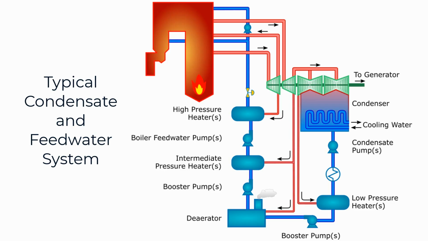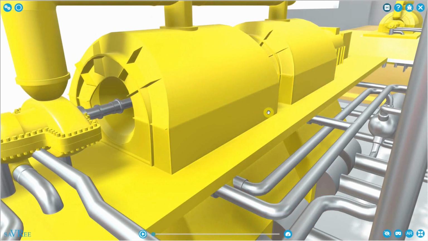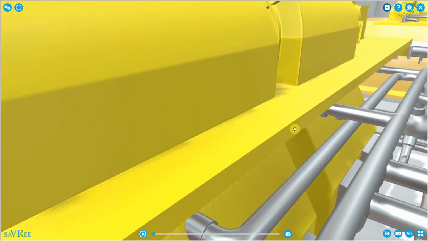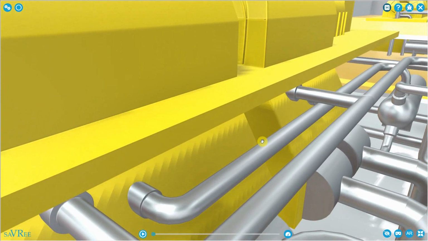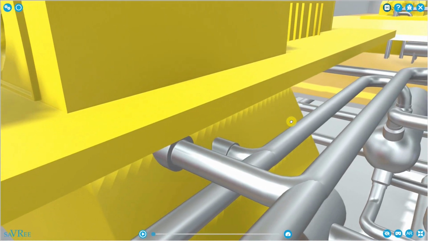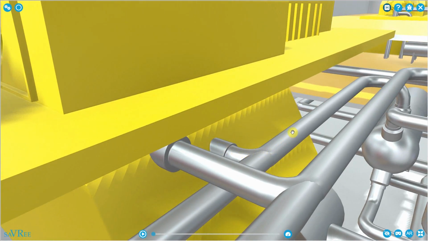Likewise, we take some of the exhaust steam from our low pressure turbines and we'll use that to heat our low pressure heaters. You can see the connection coming off here and another one which is coming off here.